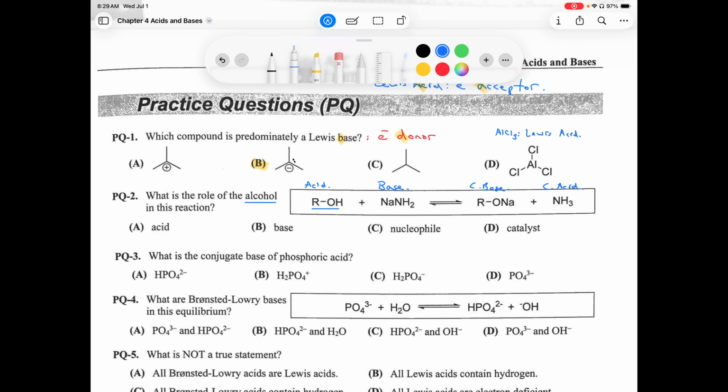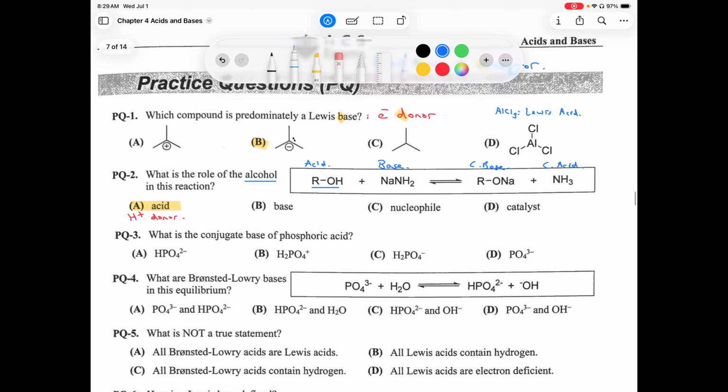And so the role of the alcohol, rather, is going to be an acid, okay? And so you need to know the Bronsted-Lowry definition of an acid. An acid, Bronsted-Lowry definition, is a proton donor, whereas a Bronsted-Lowry base is going to be a proton acceptor.